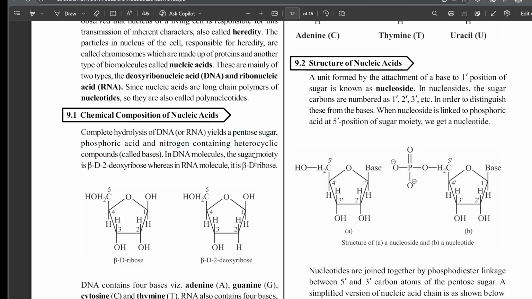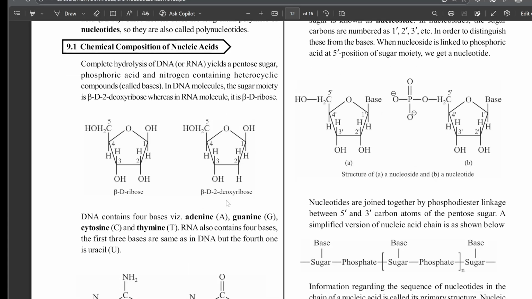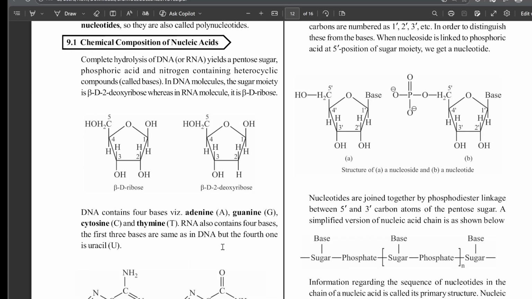In DNA molecule, the sugar moiety is beta D deoxyribose, whereas in RNA molecule it is beta D ribose. DNA contains four bases: adenine, guanine, cytosine and thymine. RNA also contains four bases. The first three are the same as in DNA, but the fourth one is uracil, which replaces thymine.